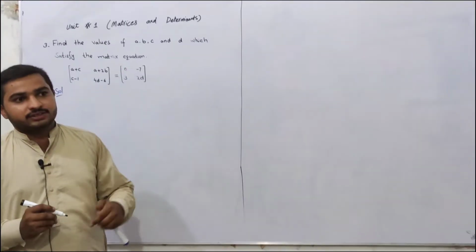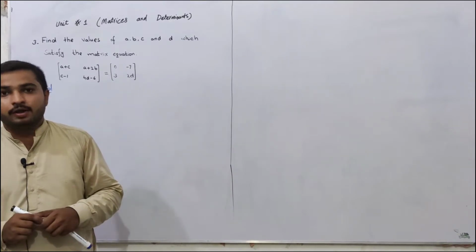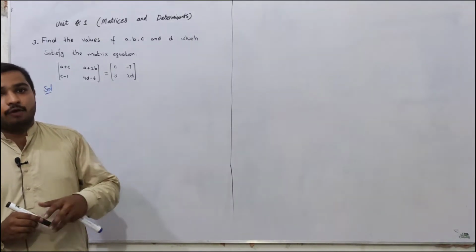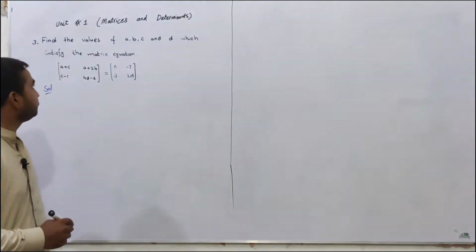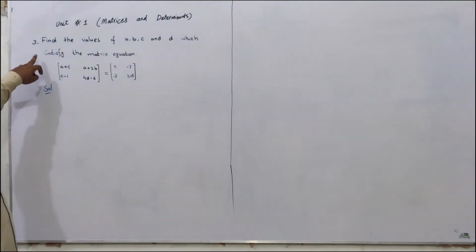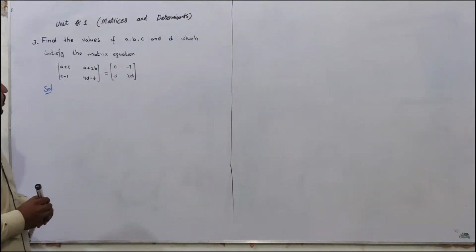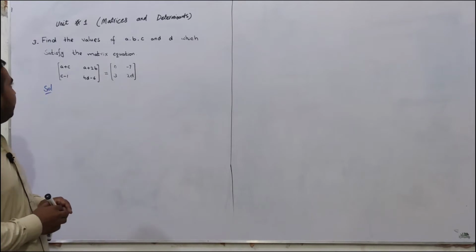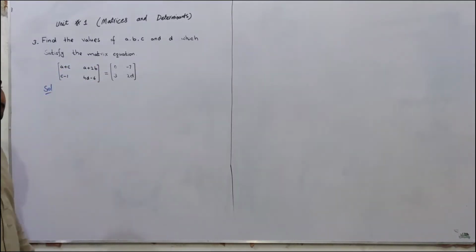In the previous lecture, we discussed exercise 1.1. One question is left. Now we start from question number 3 of exercise 1.1. In question number 3, we are given to find the values of A, B, C and D which satisfy the matrix equation.